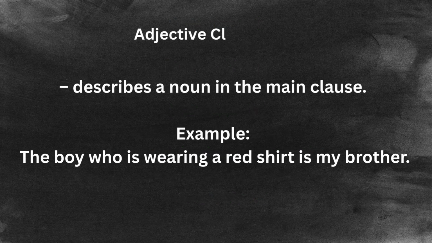Adjective clause, it describes a noun in the main clause. Example. The boy who is wearing a red shirt is my brother. Main clause: the boy is my brother. This is a complete sentence by itself. Subordinate clause: who is wearing a red shirt. This part gives extra information about the boy.